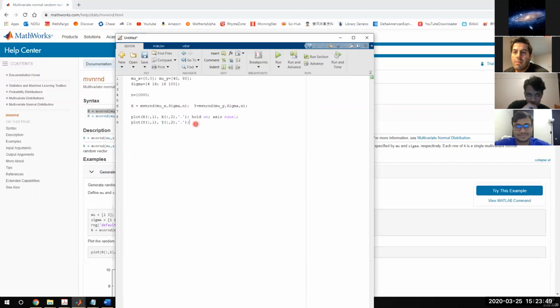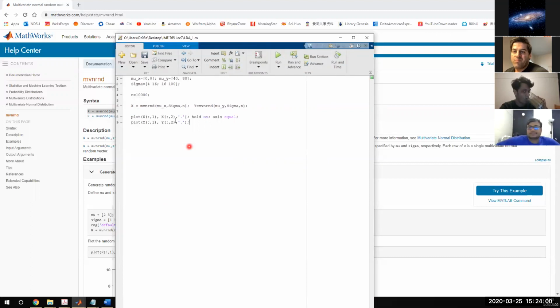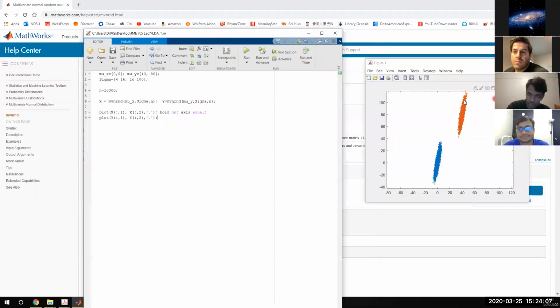Okay, so let me simply write it in this way. And let's run it and see what's going to happen. Let me call it, for example, LDA 1, whatever. Okay, see it? The result is here. They are really two ellipses. And this mu here, for this point in the middle, you can see 0 and 0. And this mu is 40 and 80. See it?